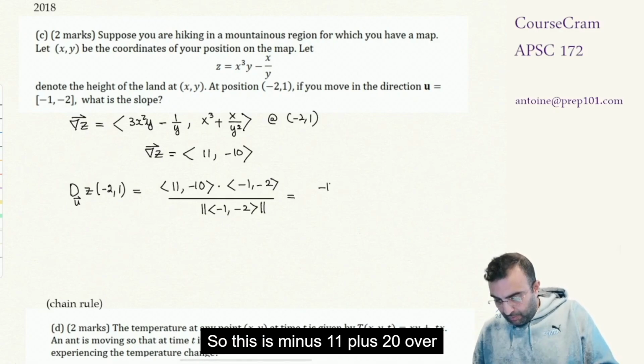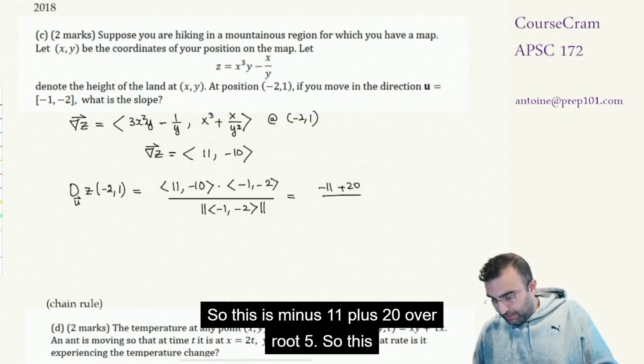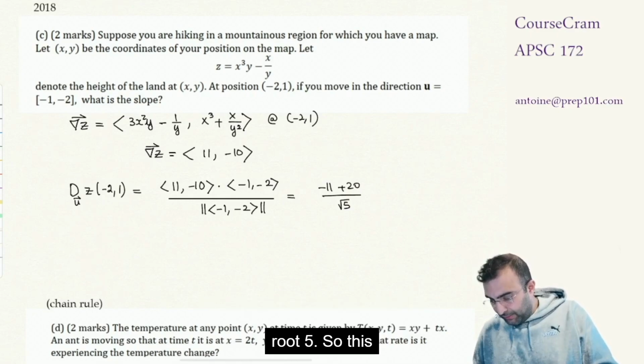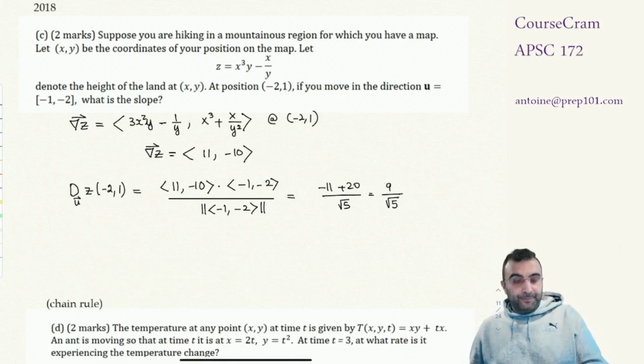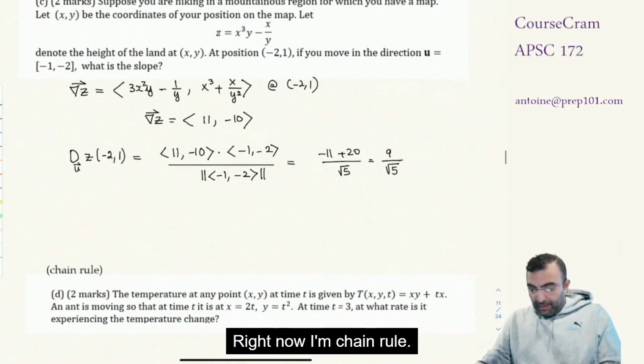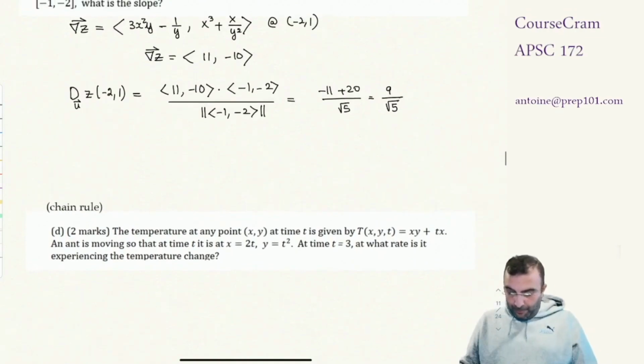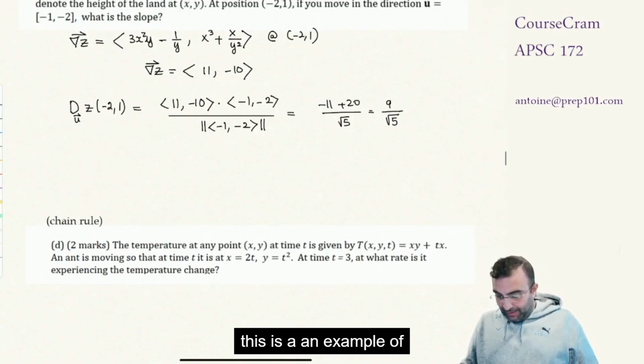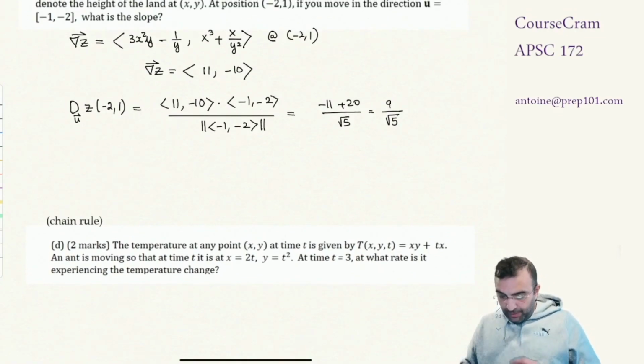So this is minus 11 plus 20 over root 5. So this is 9 over root 5. Right? Now, chain rule. This is an example of chain rule.